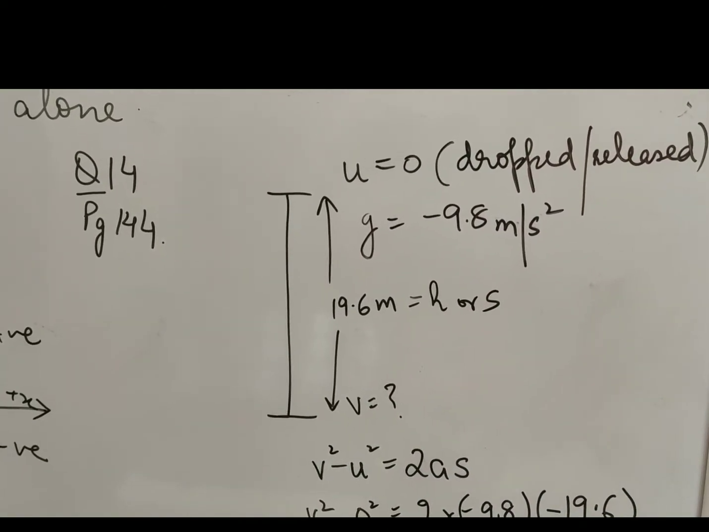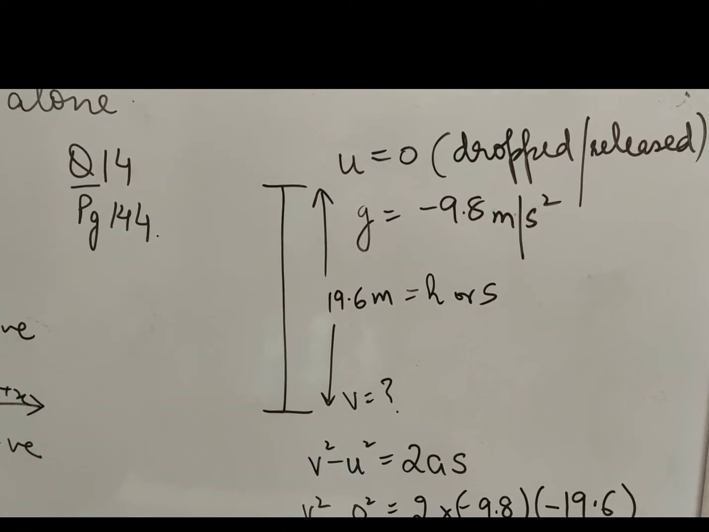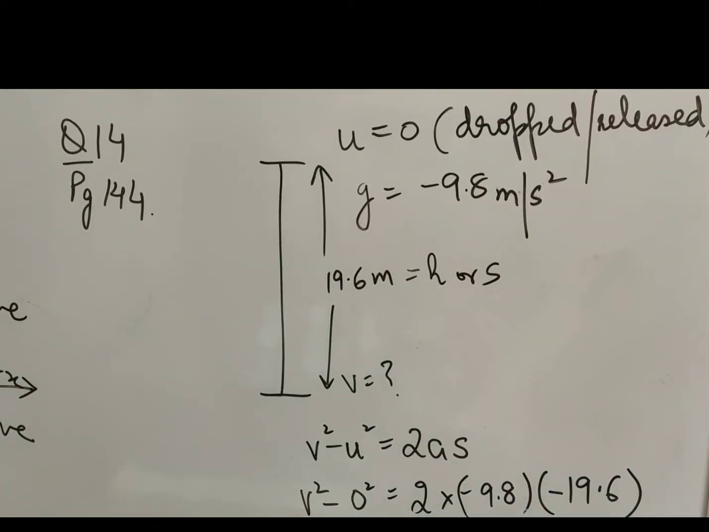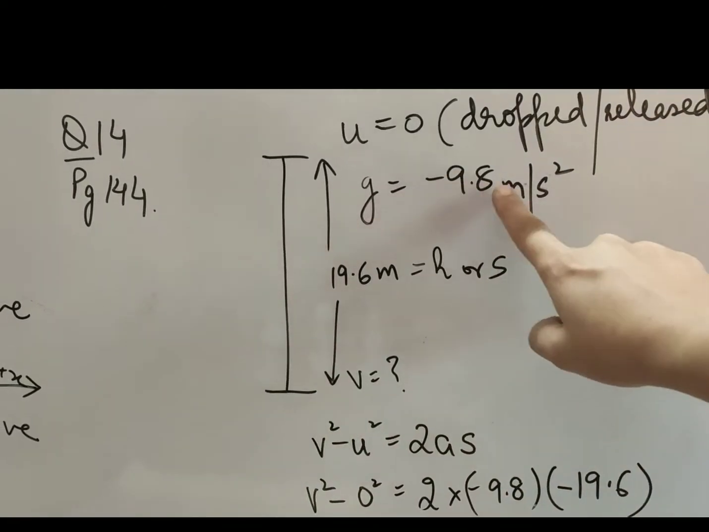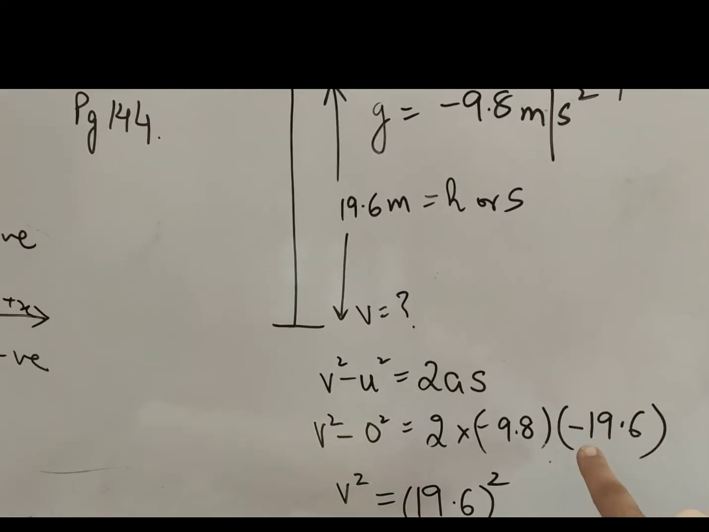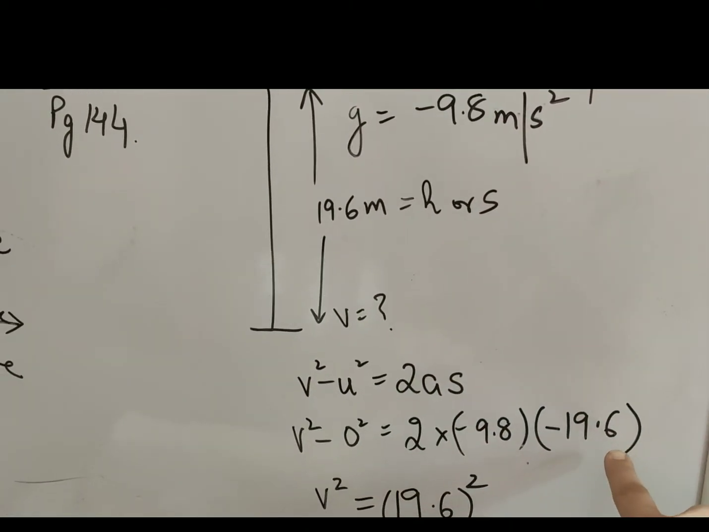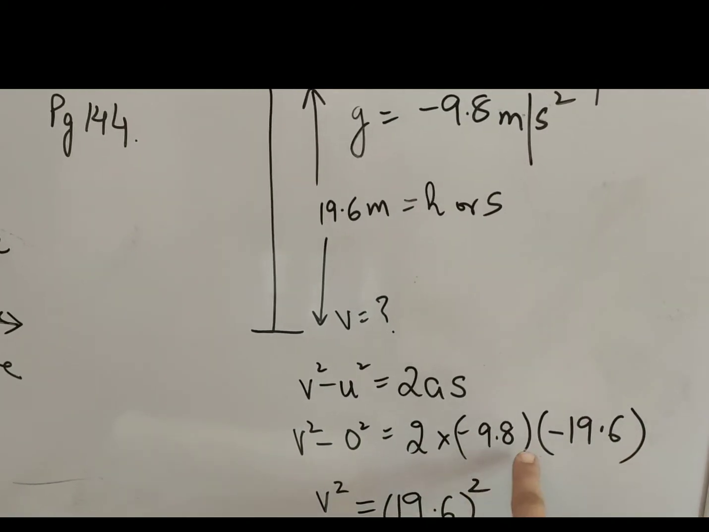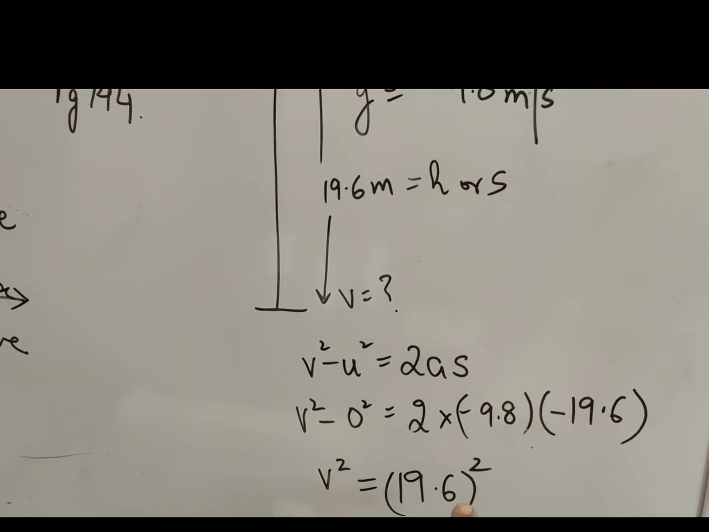To calculate the final velocity, we are using the third equation of motion: v square minus u square is 2as. So v square is to be calculated, u square is 0 given in the question, 2 as it is, and a here will be acceleration due to gravity. I have substituted minus 9.8 because I take g always negative. The displacement here is the height the object has travelled, so that is 19.6. Again I have taken negative because it is travelling in the negative y direction. So 2 into 9.8 will be 19.6, another 19.6 is there, so that becomes 19.6 whole square.